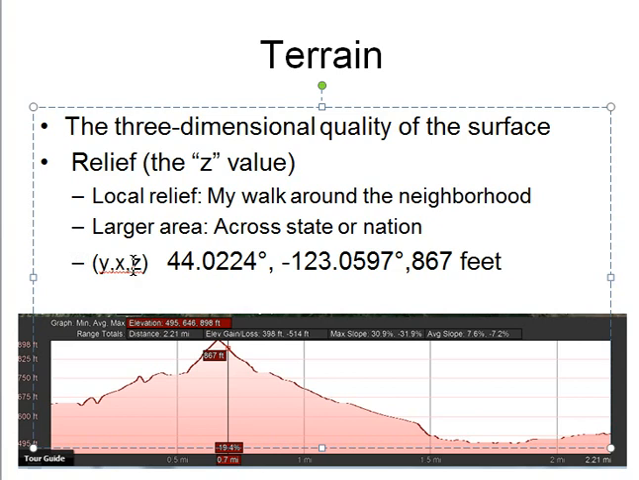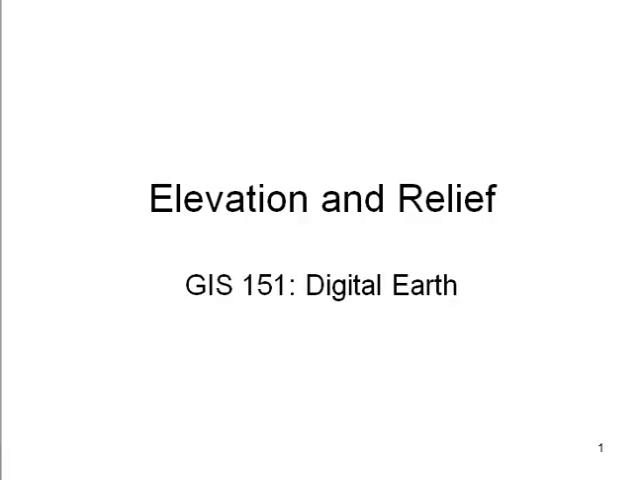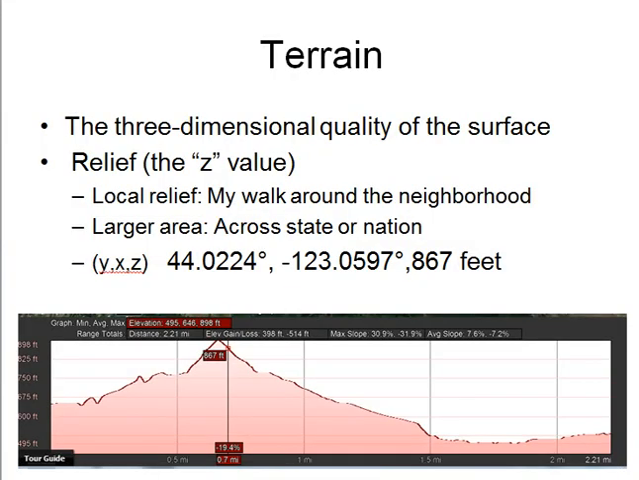So relief will change depending on the scale that you're talking about. If I'm looking at the relief in Eugene, I might be looking at the difference between the highest butte and Coburg Road, which might be a lower section of the immediate area. If I'm looking at the relief across the whole state, I might be looking at the difference between sea level and the top of Mount Hood, whatever that value is.